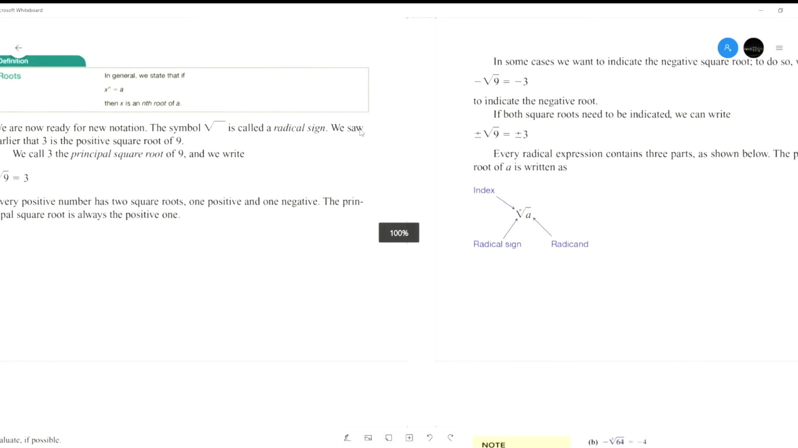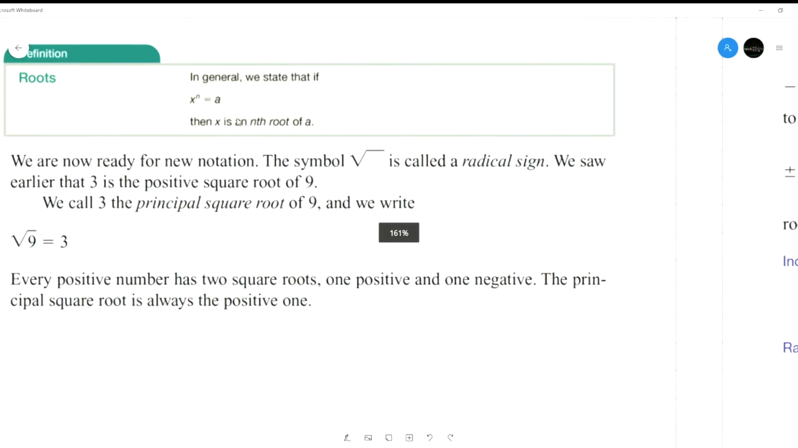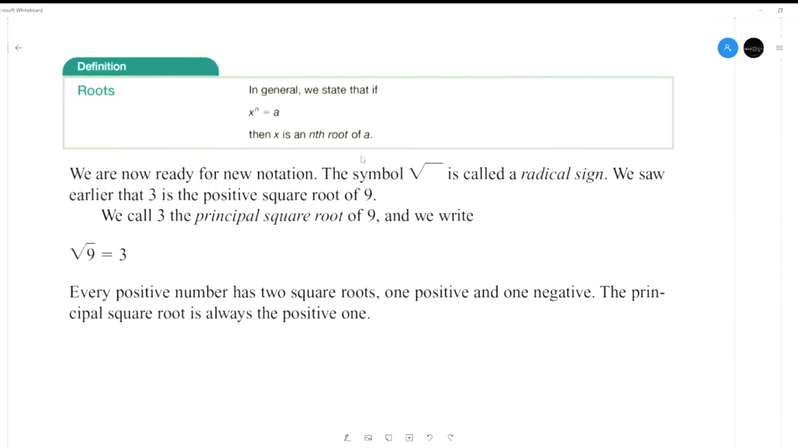Okay, so square roots, or roots in general. We state, I don't know if you can see this clearly, x to the nth power is equal to a. So then x is an nth root, right? We just learned a few chapters ago about powers, when you have n as your power. We're going to write it in the opposite direction now. So x is the nth root of a.